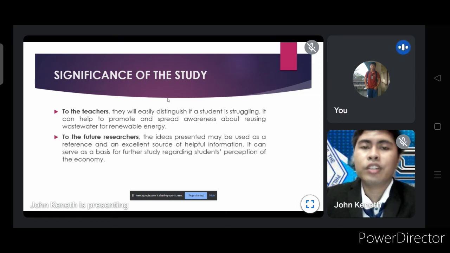To the future researchers, the ideas presented may be used as a reference and an excellent source of helpful information. It can serve as a basis for further study regarding students' perception of the economy.